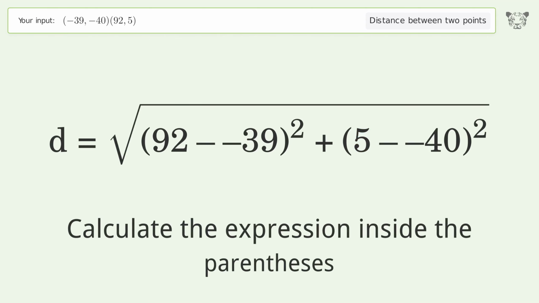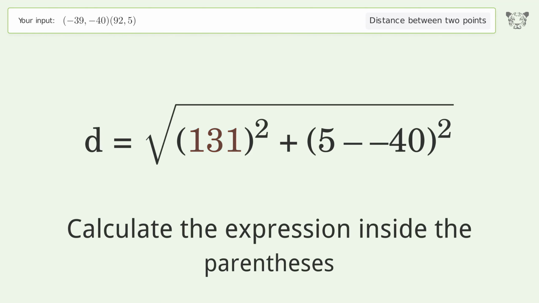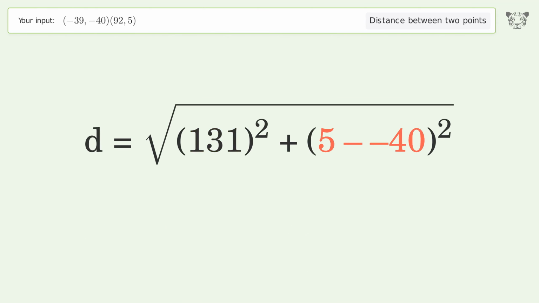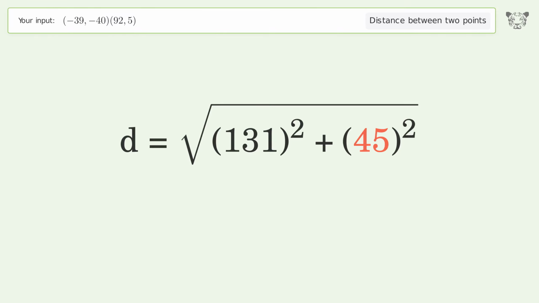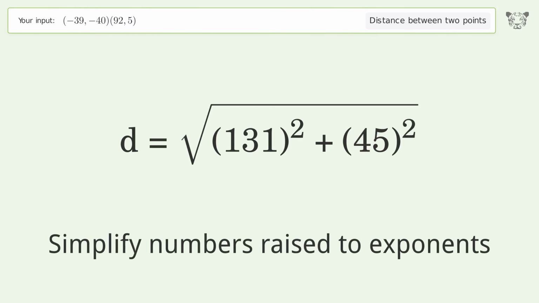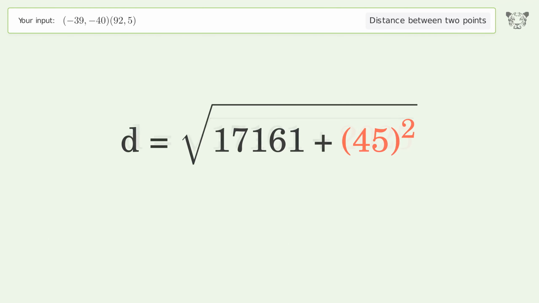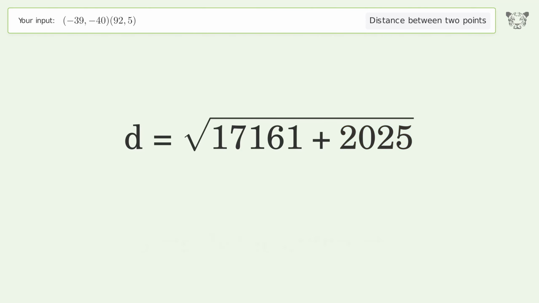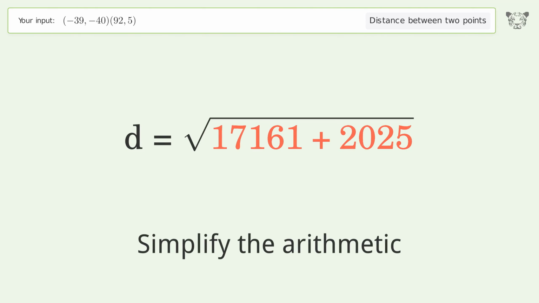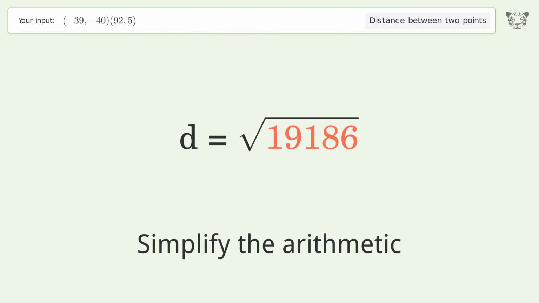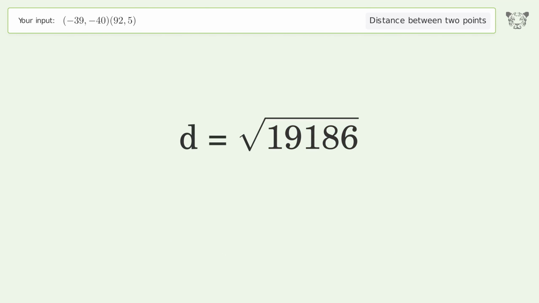Calculate the expression inside the parentheses. Simplify numbers raised to exponents. Simplify the arithmetic. And so the distance between the 2 points is the square root of 19,186, or 138.514.